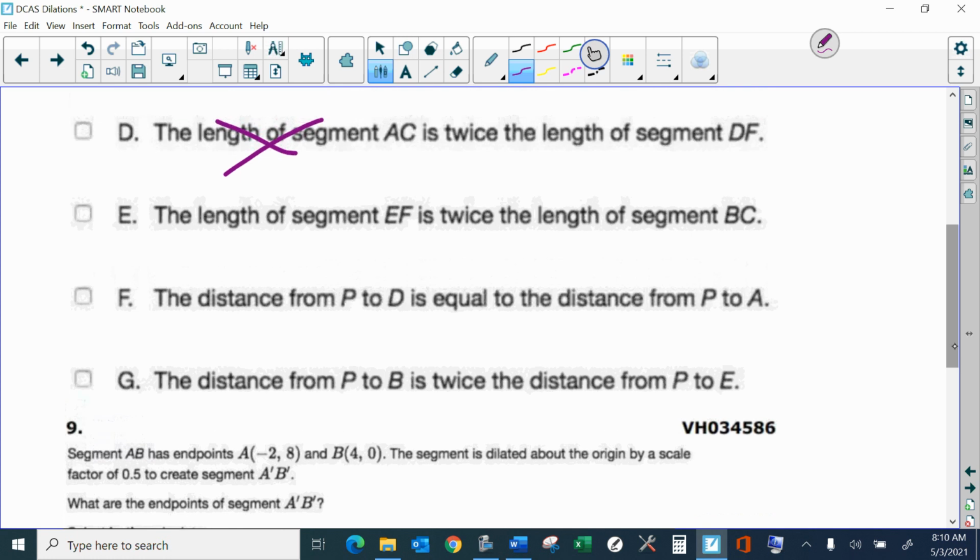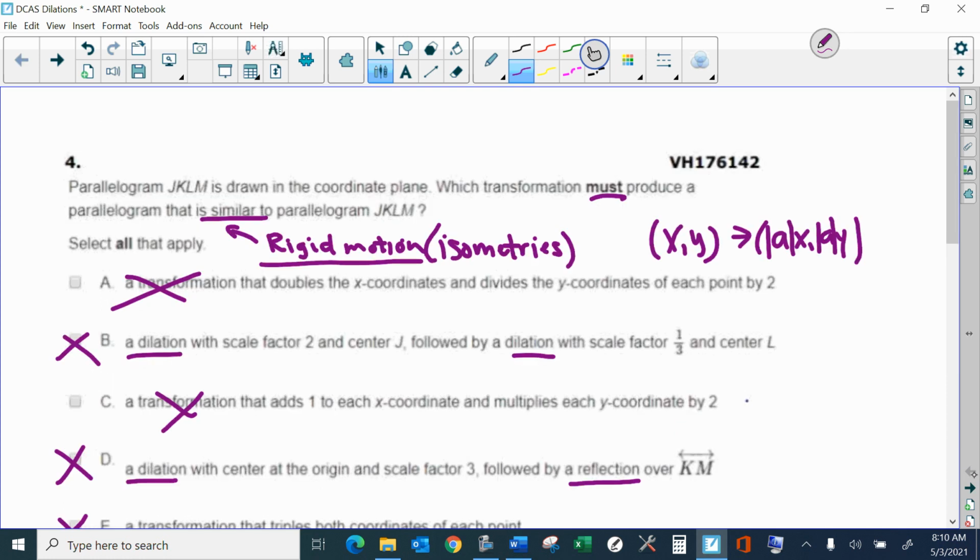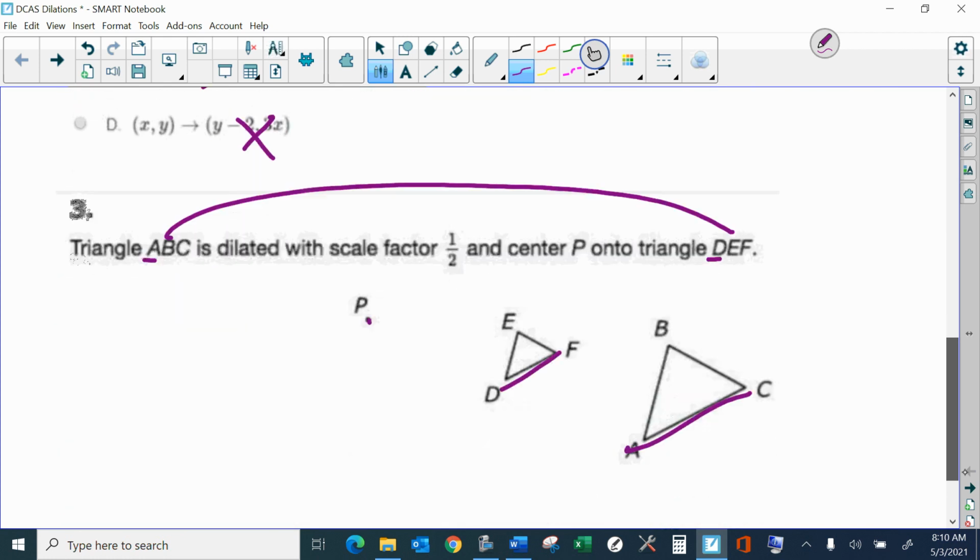AC is double the length of DF. Yes, that one is true. The length of segment EF is twice the length. No, that's half. That's the one that's half. The distance from P to D is equal to the distance from P to A. No, that should not be true.